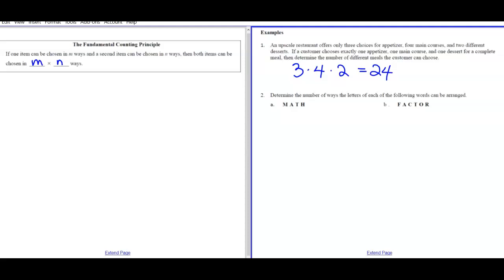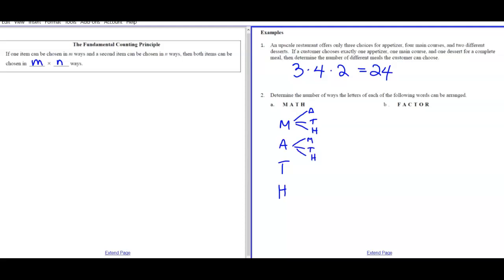So basically, for the first letter, maybe I'll do a tree diagram for you. So we could have M or A or T or H. Don't do this. Don't write this down. Okay? Do not write this down. If the first one's M, then you have a choice of A or T or H. If you were to do this for factor, it would take so long. So you're not copying this down. I'm just showing you. So that one here would be M or T or H.